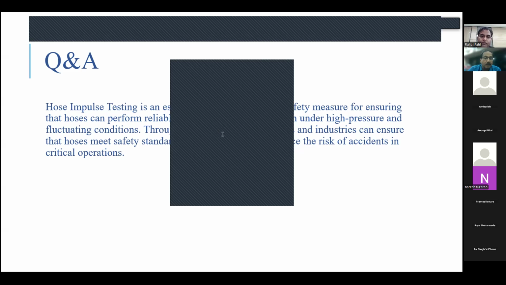Mr. Navneet, there is one more standard for this SS corrugated, that is ISO 7369 something. Does that have any impulse test mentioned in it? In the standard 7369 also, there is no impulse test. 10380 is there, as well as BS 6501, and 7369 also is there for the stainless steel metal corrugated hoses. But there was no specific requirement for impulse testing.